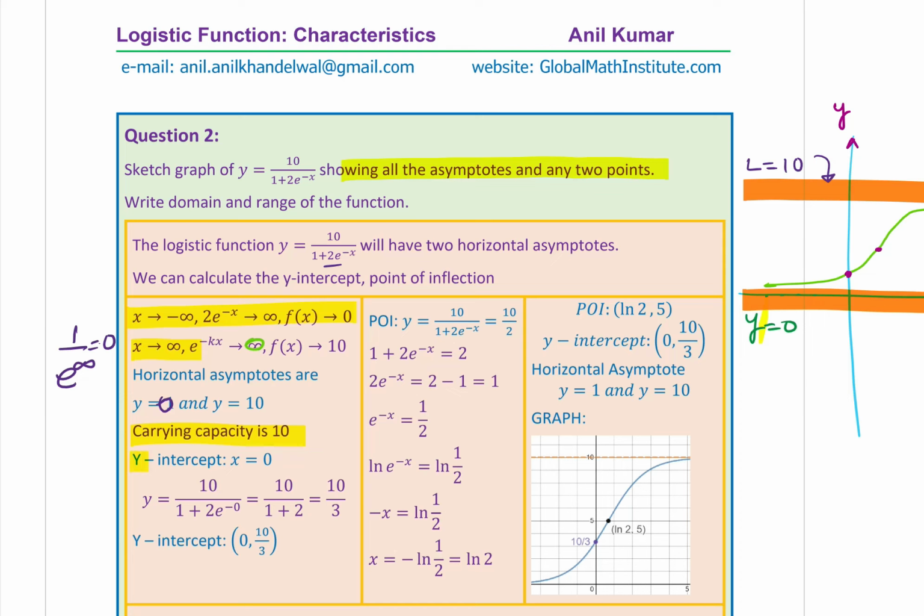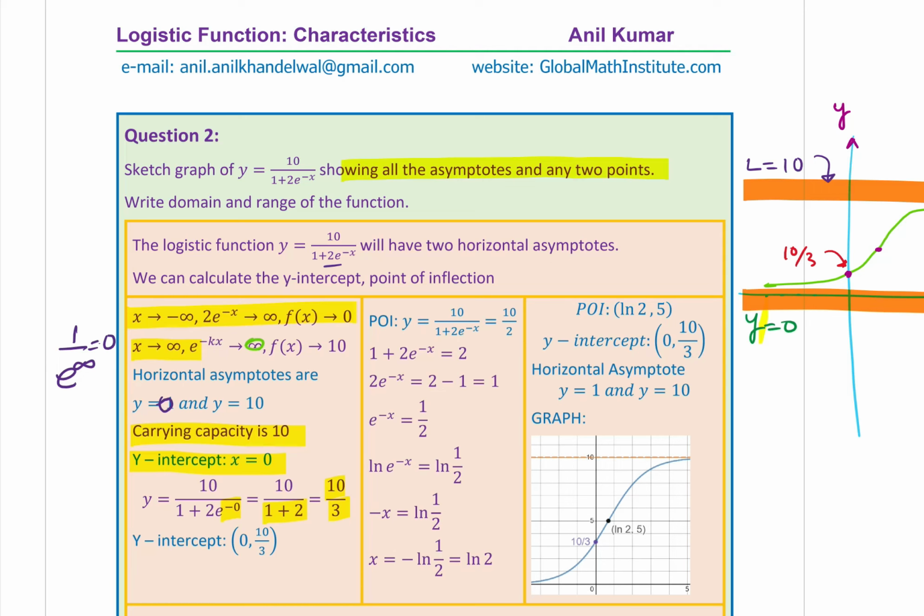So y-intercept in this case, now let us see how to calculate. Substitute x equals 0. So e to the power of 0 will be 1. So we get 1 over 2 in the denominator. 10 divided by 3 is the y-intercept. So this particular point here will be 10 divided by 3, correct? So let me write down this point here as 10 divided by 3.